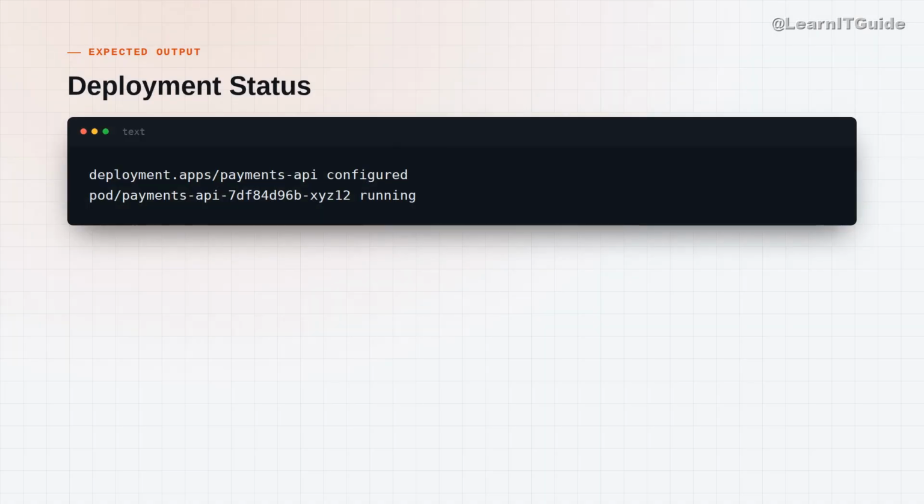And that is exactly right. The deployment is configured and the pod is running with the secret mounted as a temporary volume. If you see this, your secrets are being injected securely.